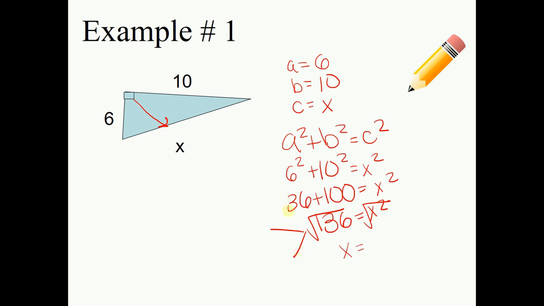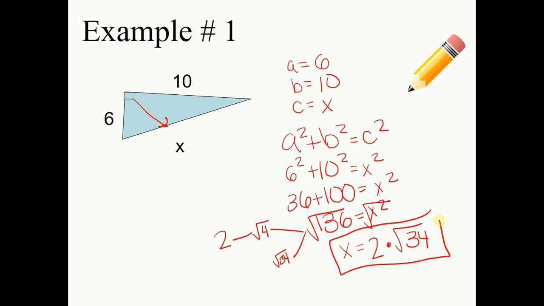4 goes in, that's 34. 34 does not have another 4 in it. No. So square root of 4 is 2. So it looks like x equals 2 times the square root of 34 for a final answer.